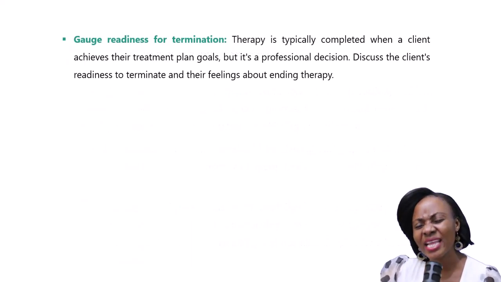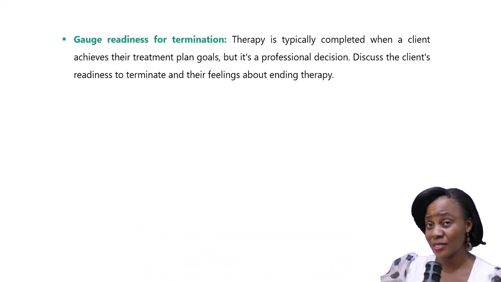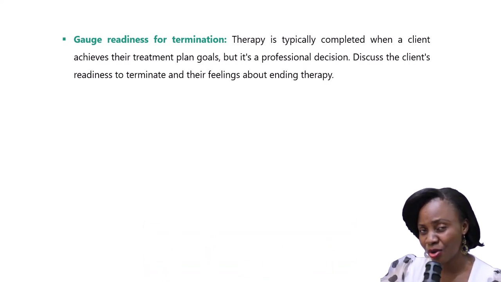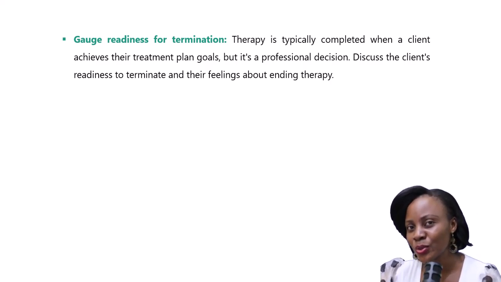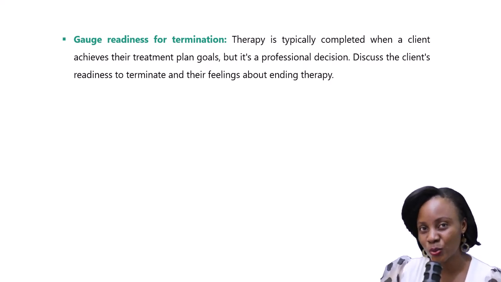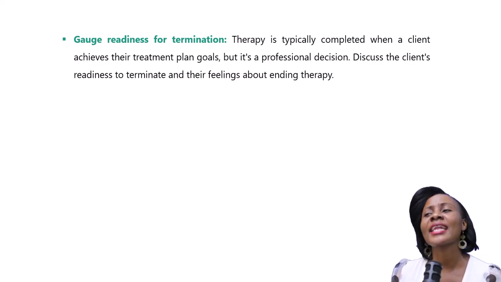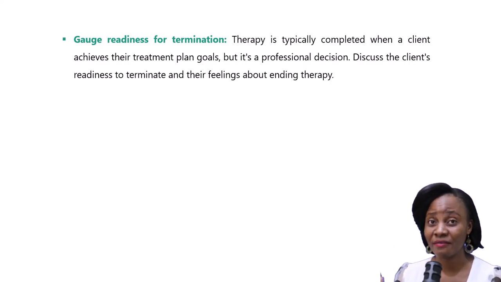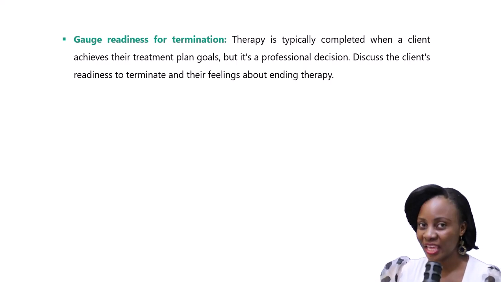And then also gauge the readiness of your client. How ready is he for you to terminate? When you gauge and you feel that this person is not ready for me to terminate, then prepare him and maybe extend a bit, so that you give him time to accept that indeed we are done and we have to call it quits. So gauge the readiness of your clients for the termination and act accordingly, according to the information you have gotten from the gauge that you make.